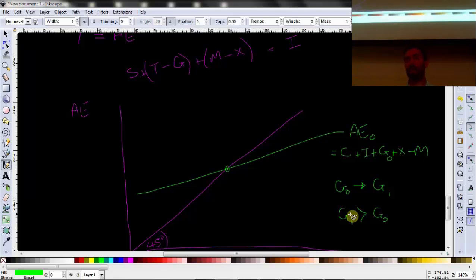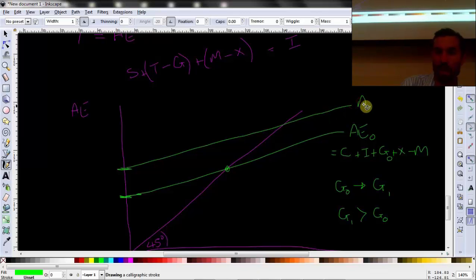If I was going to plot AE1, does it lie above AE0 or below AE0? Does silence mean absolutely no idea? Above? I'm going to increase one of the components of aggregate expenditure. If I increase one of the components, what am I doing? I'm increasing the intercept value. If I'm increasing the intercept value, what must I do? Plot AE1 above AE0. Okay?